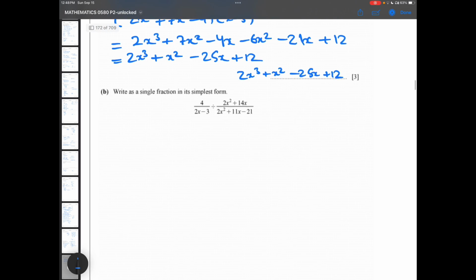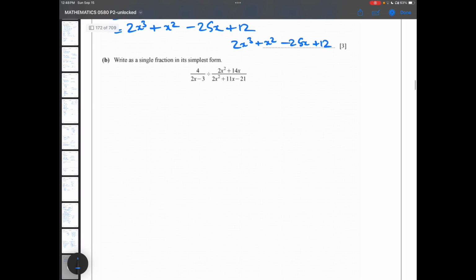Now this question says write as a single fraction in its simplest form. We have 4 upon 2x minus 3 divided by 2x squared plus 14x upon 2x squared plus 11x minus 21. So first we will do factorization in the second fraction. Over here I have got a division sign between the fractions. Whenever we have a division sign between fractions, we just take the reciprocal of the second fraction that was after the division sign.